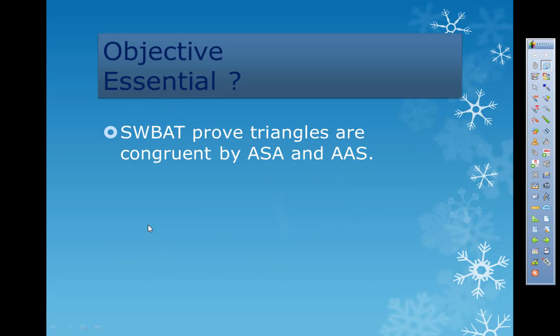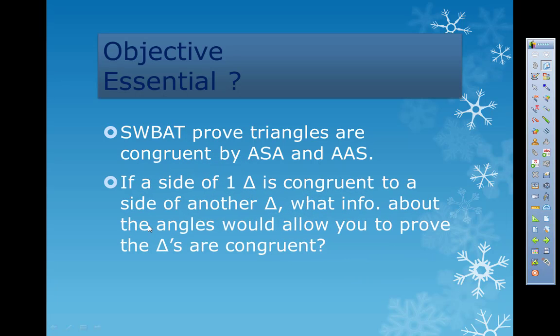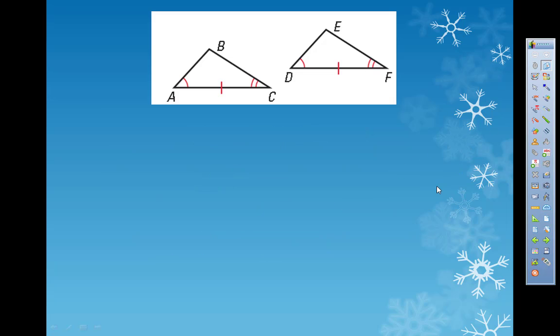Okay, so our objective and essential question: students will be able to prove triangles are congruent by angle side angle and angle angle side. So if a side of one triangle is congruent to a side of another, what information about the angles would allow you to prove the triangle is congruent? Well, I think you can kind of answer this already. We need to know this pattern right here, angle side angle or angle angle side. Those kind of tell us what we need to know as far as proving the triangles are congruent.